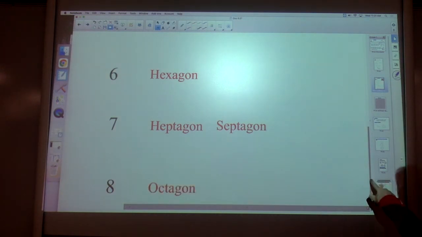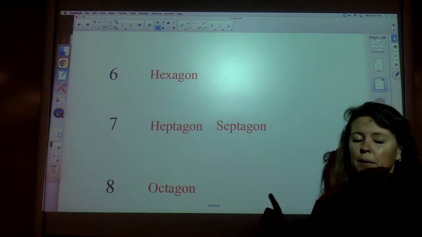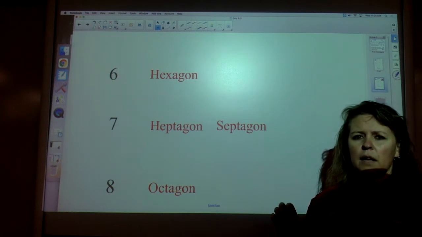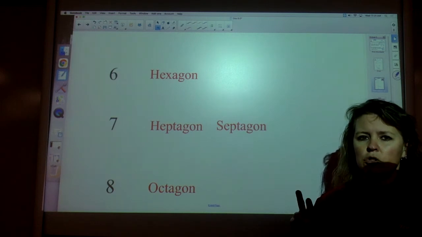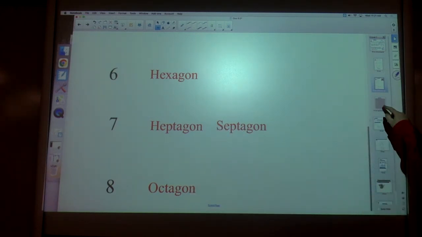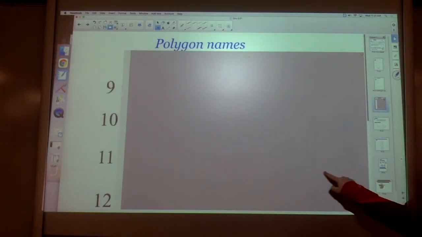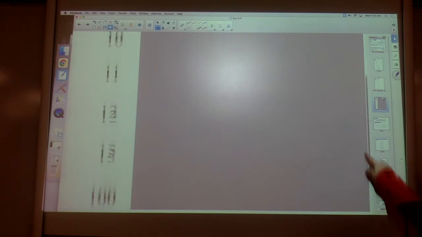8, octagon. Makes sense. An octopus has 8 tentacles. An octagon has 8 sides. October is the 10th month. September is the 9th month. I know. That part totally doesn't make sense, but actually it does. The original calendar, somebody maybe Google this and check it. I'm pretty sure the original calendar back in the day did not have a June and July. So if there's no June and July, then September was the 7th month, October was the 8th month, which would explain that. We also have 9, 10, 11, 12, 15, 100, and n, and 22-sided figures.